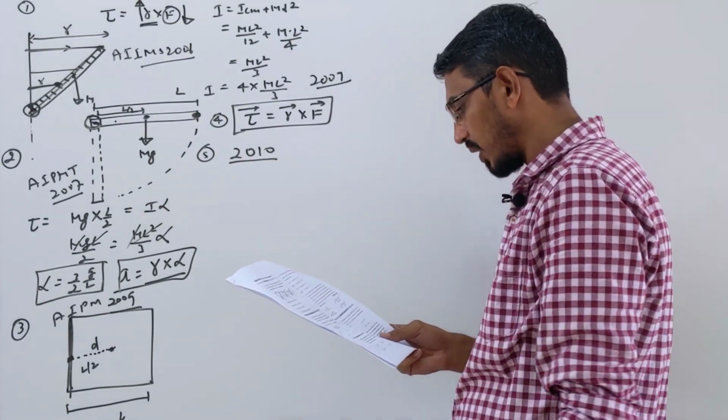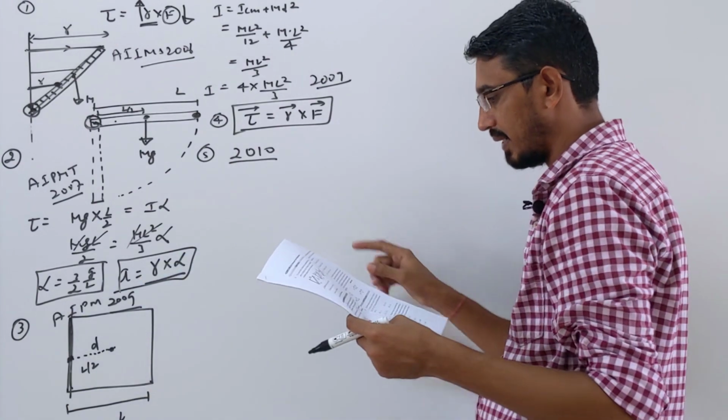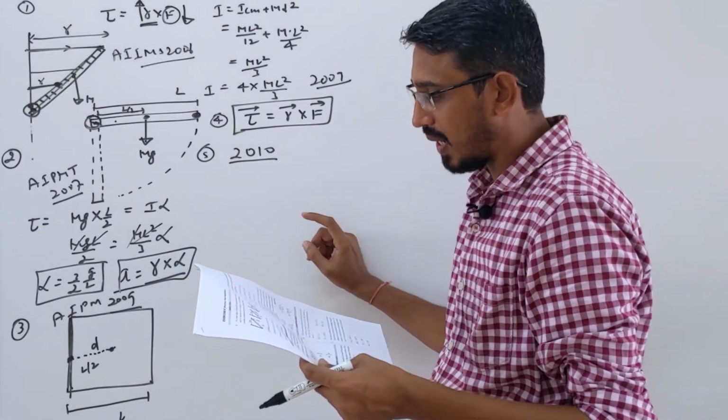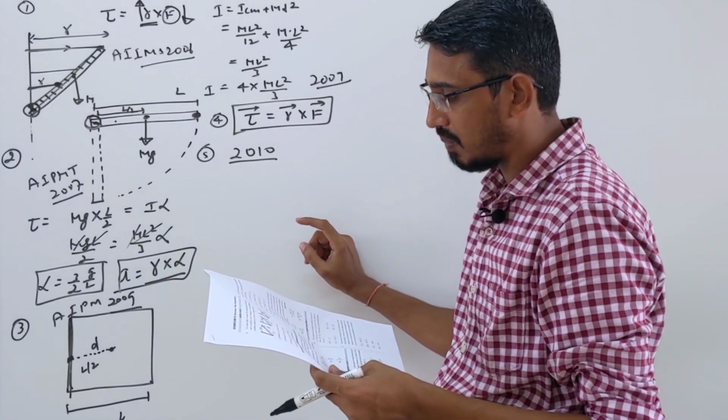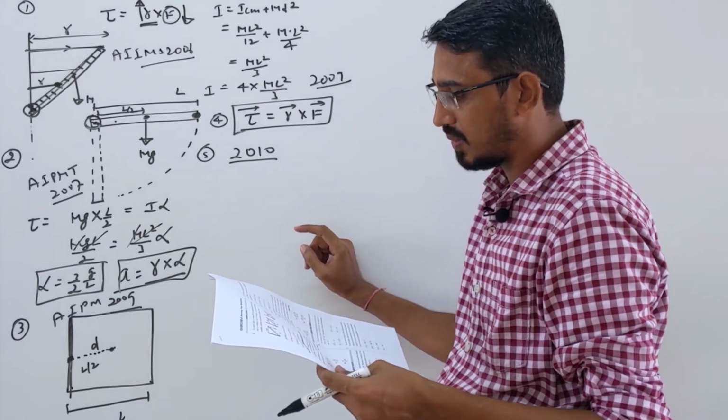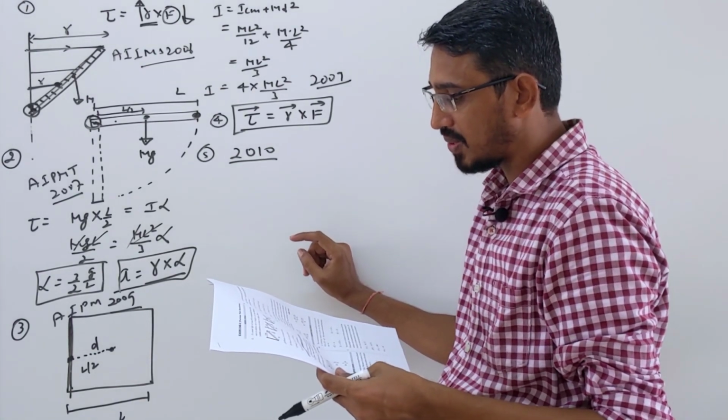Okay, so we are talking about the 2010 question, and it says a thin circular ring of mass m and radius r is rotating in horizontal plane about an axis vertical to its plane with a constant angular velocity omega.